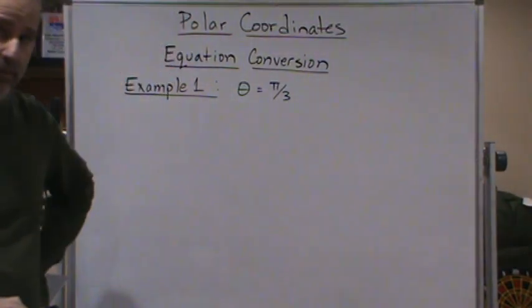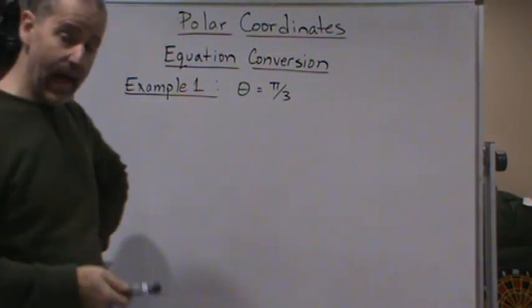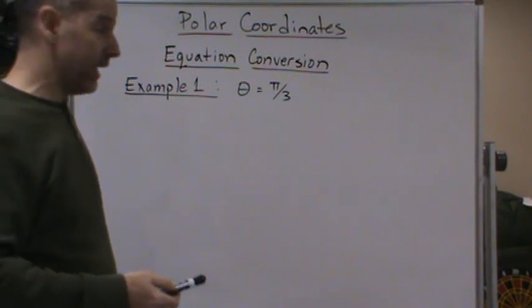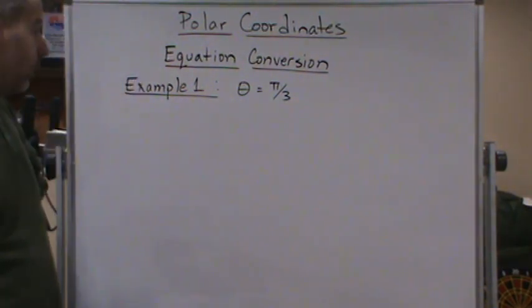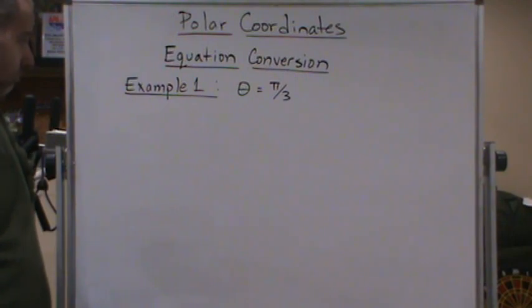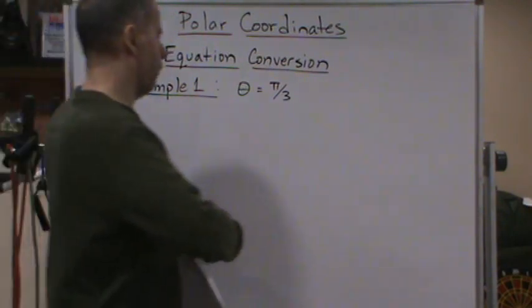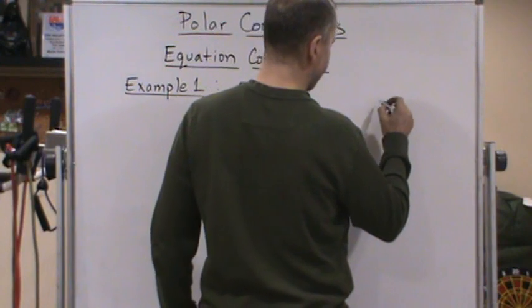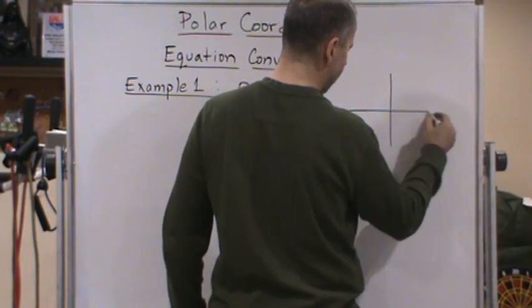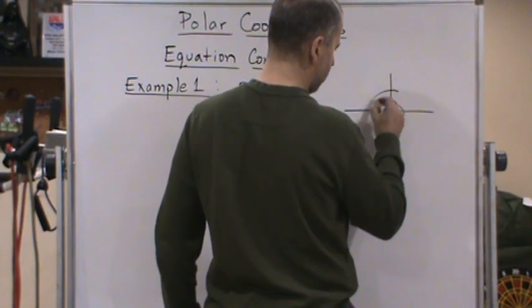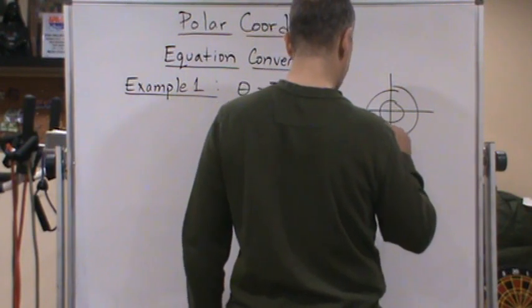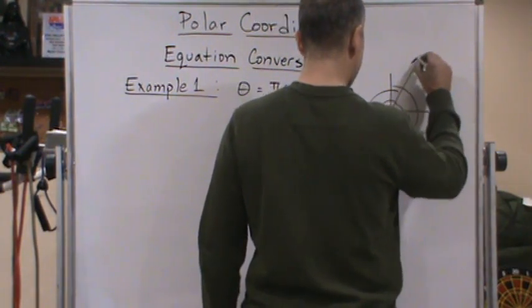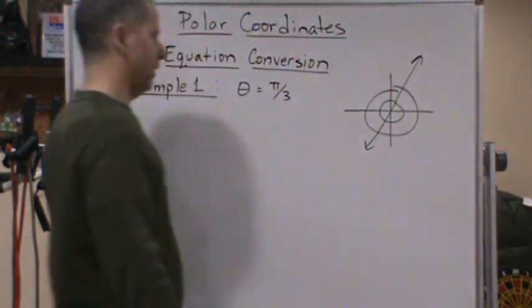So what does this represent? This represents a line. A line that goes through the origin and has an angle of pi over 3. So if I was going to draw something like this, let's say I have some circles here, and it's going to be pi over 3, which is 60 degrees, so it's going to look something like that.